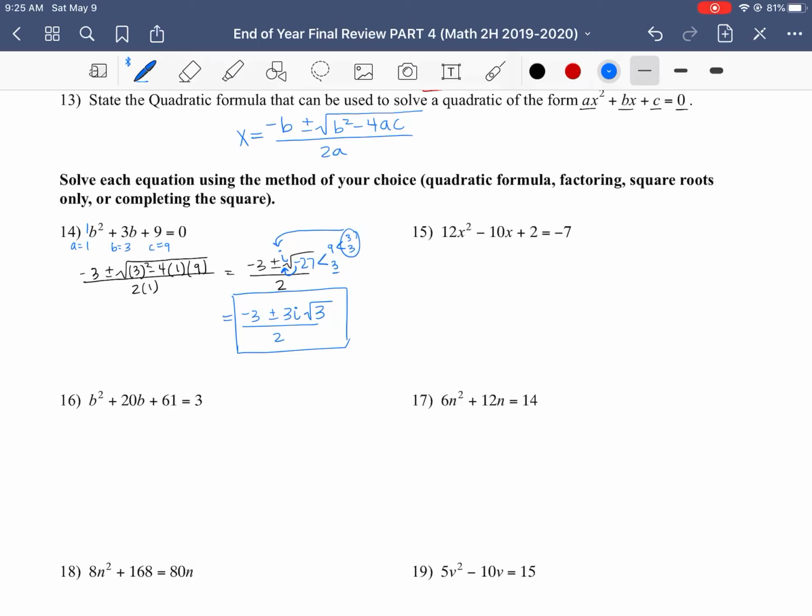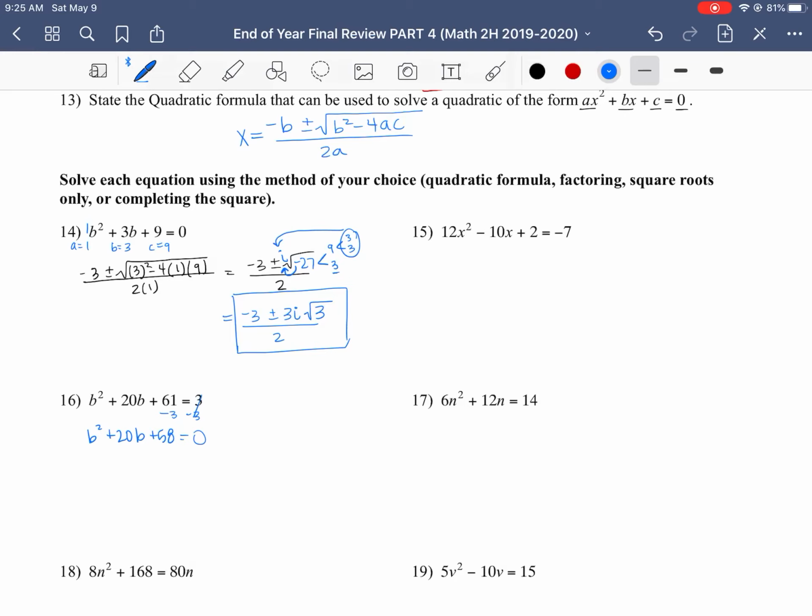All right, jumping down to 16. So again, we're going to follow all these same steps. So the first thing is to set it equal to 0. So we're going to go ahead and subtract the 3 to the left side so that it's equal to 0. Okay, so we've got b squared plus 20b plus, looks like 58.